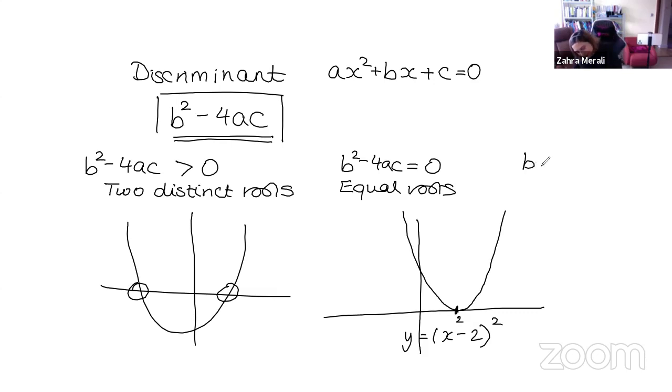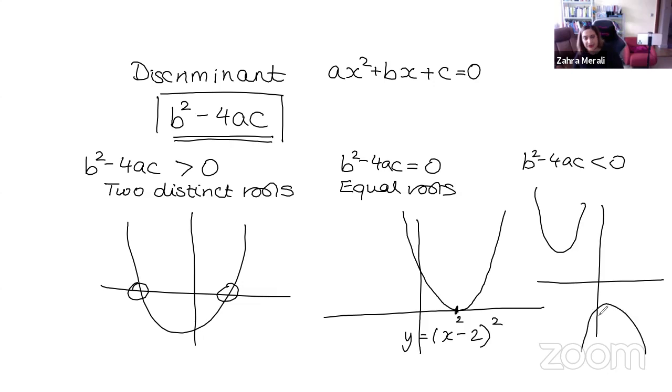And if b squared minus 4ac is less than 0, it has no roots. So it sits up there, you know, if it was negative, it could sit down there. So it has what we call no real roots. Now, if you do further maths, you'll talk about complex roots. So that's why we talk about things having no real roots.